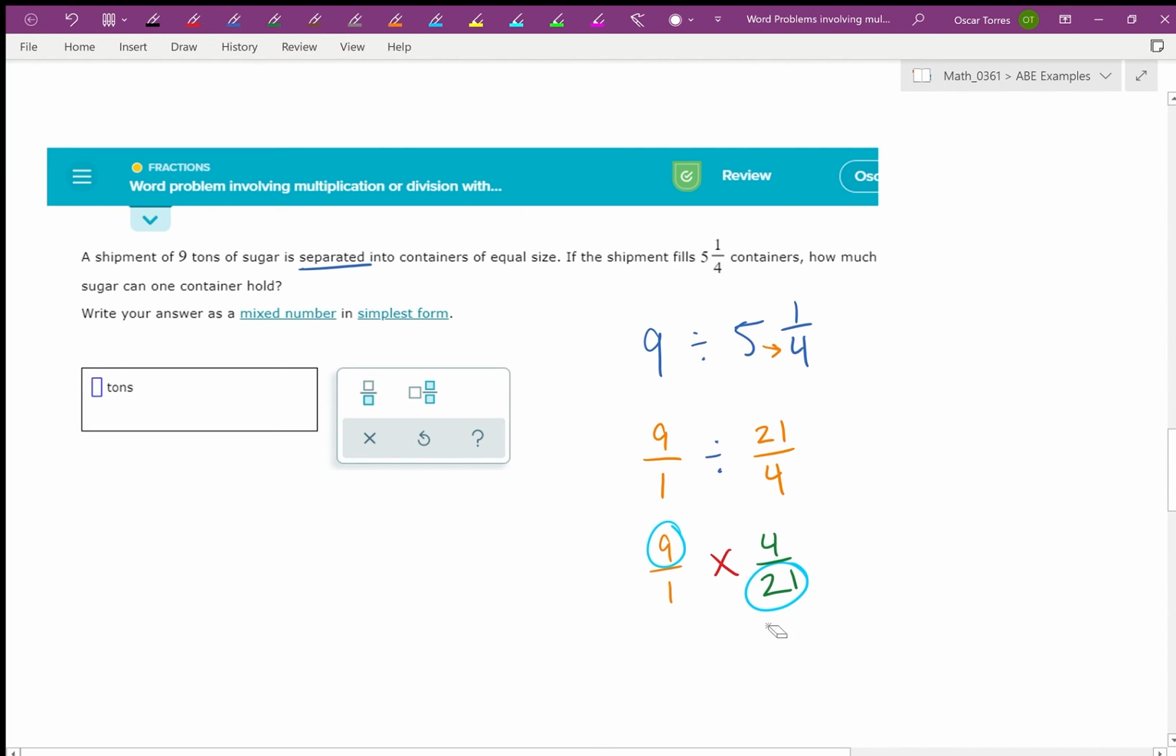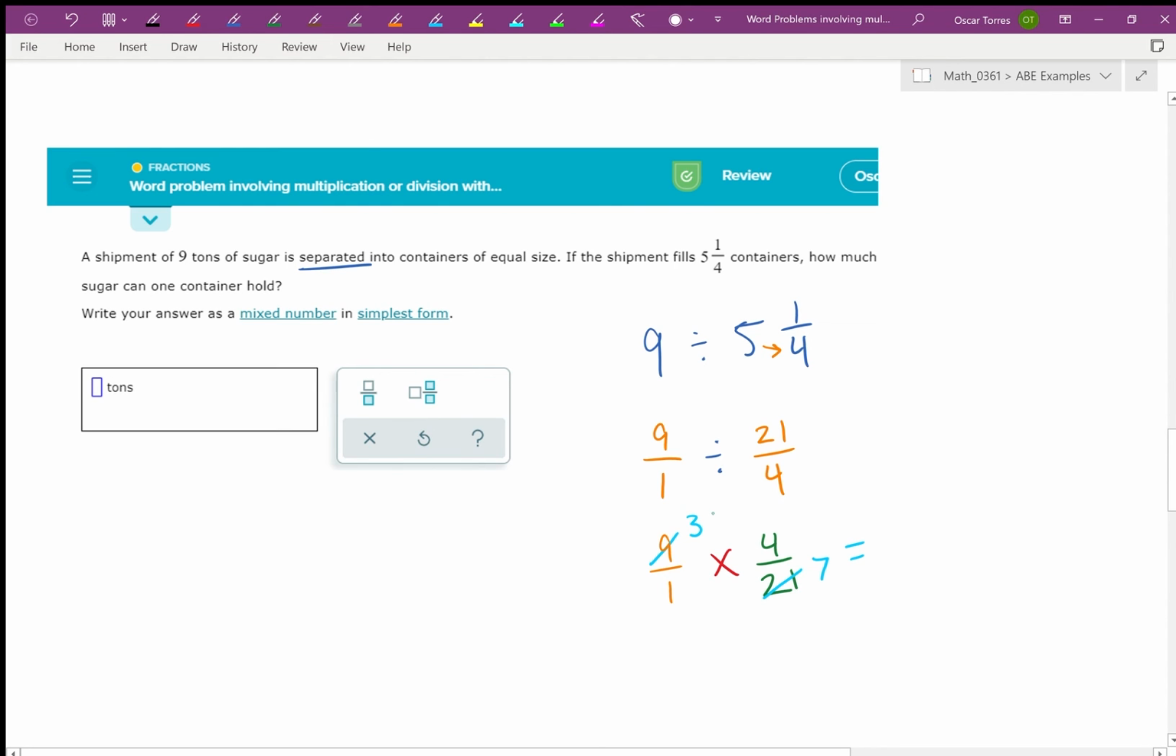Now, how many times does 3 go into 9? Well, 3 goes into 9 3 times. And 3 goes into 21 7 times. So we simplify 9 and 21 to become 3 and 7. If we tried the other diagonals, 1 and 4, you can't simplify that any further. So you would leave those alone.